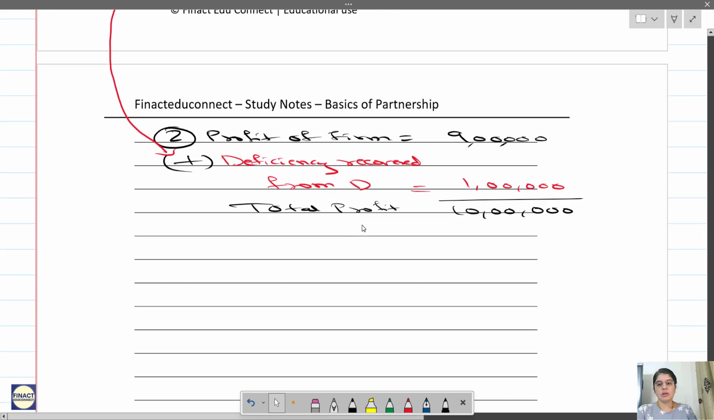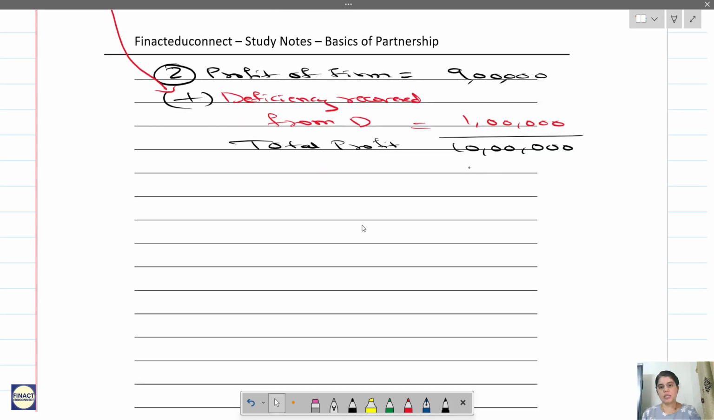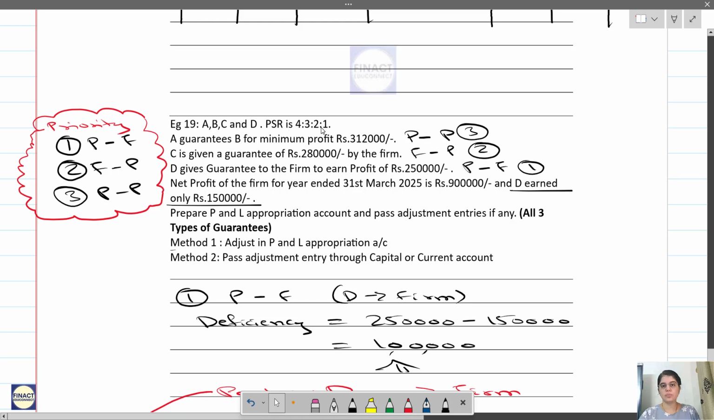So now this is clear. Total profit after adjusting this deficiency is 10 lakhs. Now this 10 lakhs needs to be distributed among all the partners. In what ratio? The ratio is 4:3:2:1.